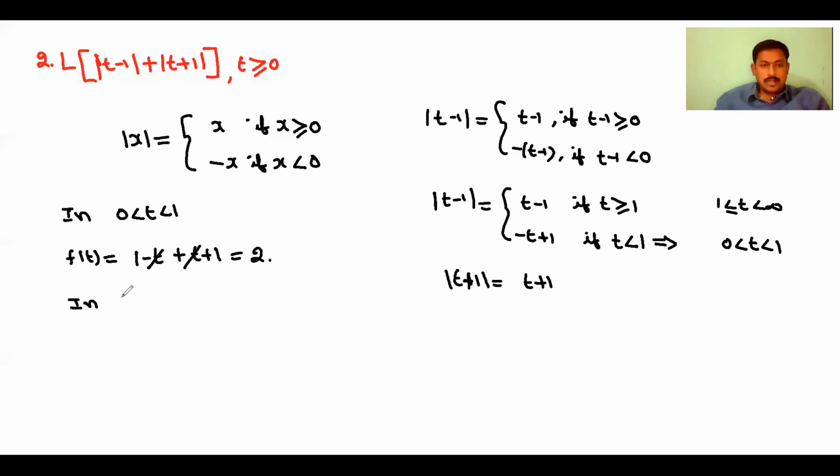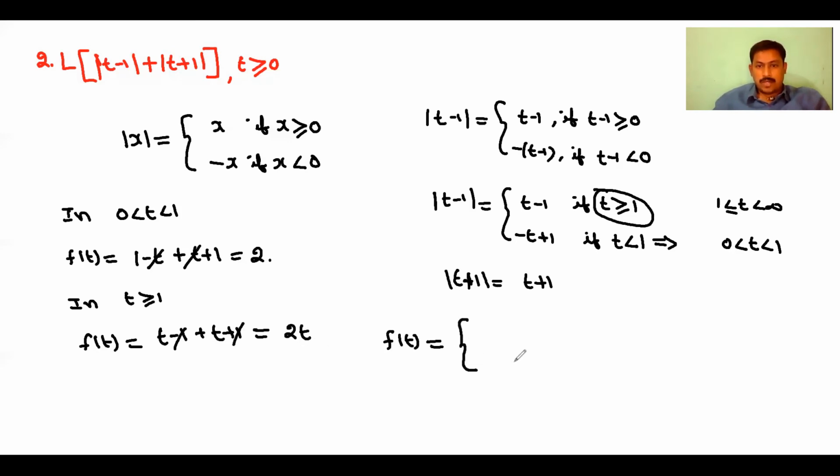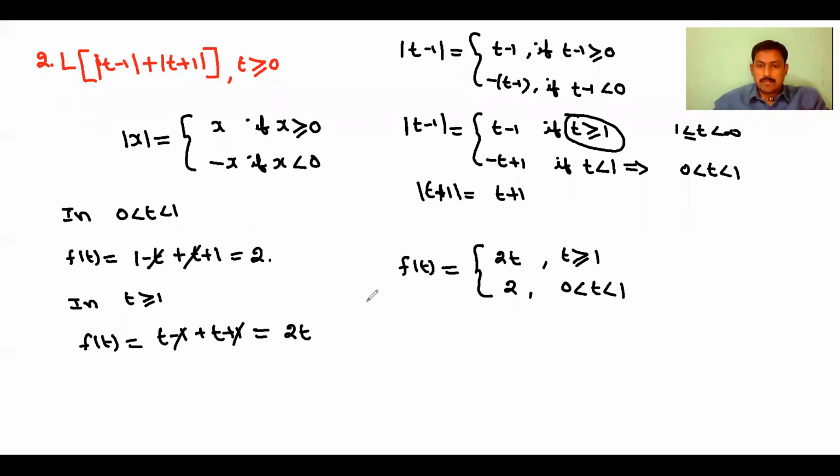Another condition is t greater than or equal to 1. If it is greater than or equal to 1, what is f of t? Here the modulus of t minus 1 is t minus 1 only, and here it is t plus 1. If you simplify it, you will get 2t. So f of t can be written as 2t when t is greater than or equal to 1, and it is 2 when t takes the value 0 to 1. Now we can apply the Laplace transform for this function.